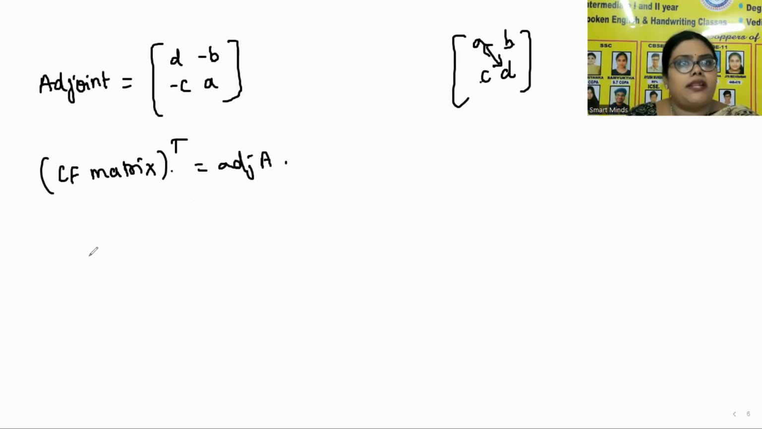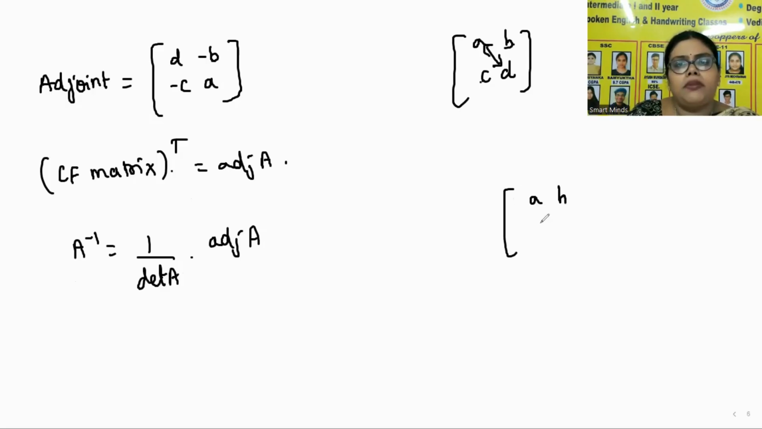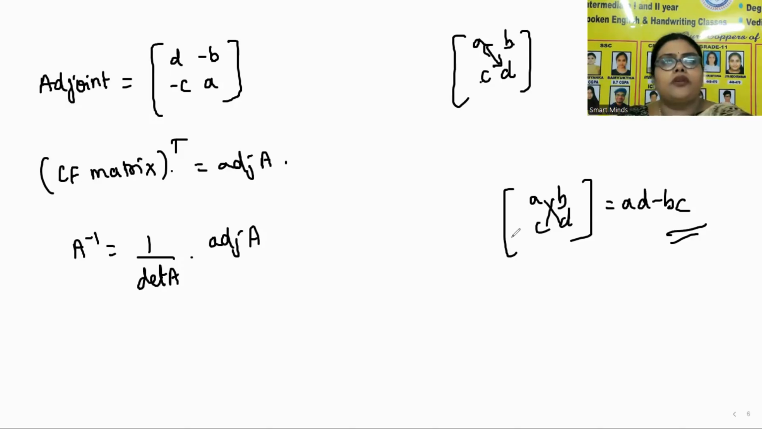Okay, after you get the adjoint of A, how do you get the inverse of A? It is 1 by determinant A into adjoint of A. Now, how do you find the determinant if A, B, C, D is given? You just cross multiply: AD minus BC. This is how you get the determinant.